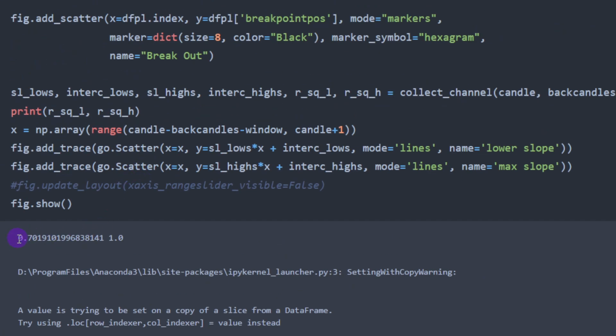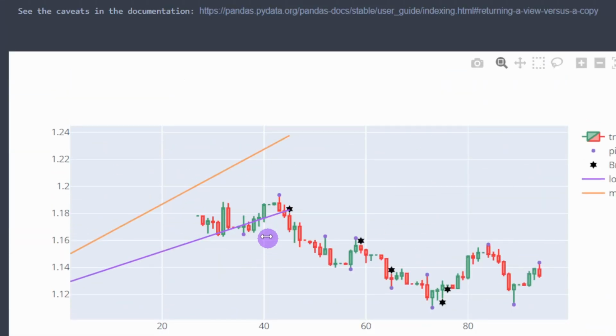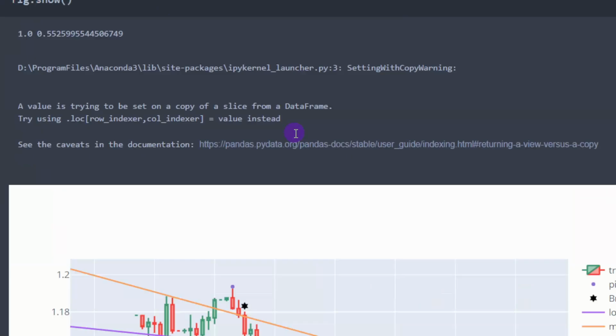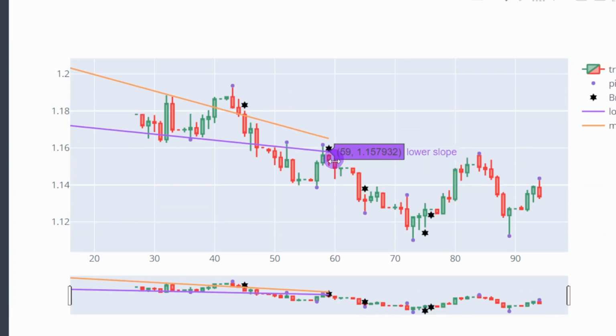We can see that we have 2 fits, 0.7 and 1 R-squared. This is probably because we have only 2 points in the upper segment of the channel. So we're not going to look at these because we don't have enough data in our data frame. However, it looks like a breakout, looking for a downtrend, and it's correct. We can check this one, candle 59. So again, candle 59 is a retracement after a breakout, and it was detected as a downtrend breakout.